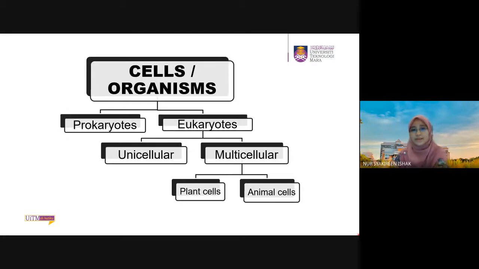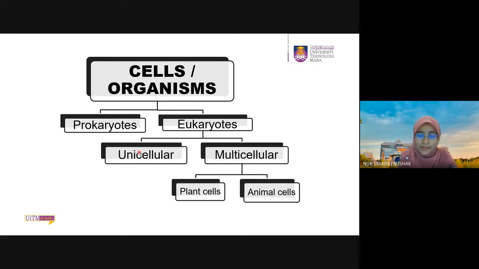Okay, so cells or organisms. You have prokaryotes and also eukaryotes. Eukaryotes can be unicellular or multicellular. Unicellular, as I've mentioned, are organisms we call protists, such as amoeba, paramecium, and euglena. All these organisms fall under unicellular eukaryotes.